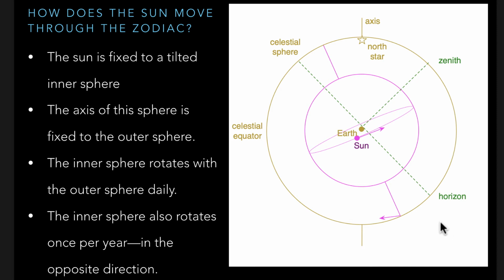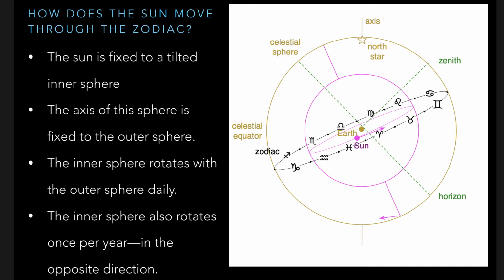But also notice that if we make this interior celestial sphere rotate independently in the opposite direction, then if this rotates around once every year, that is going to account for the migration of the sun through the constellations of the zodiac. How does it do so?